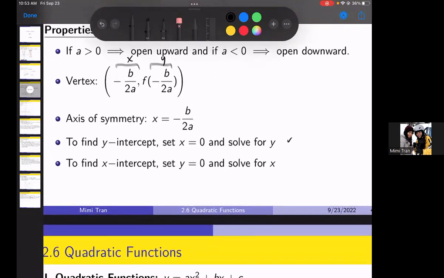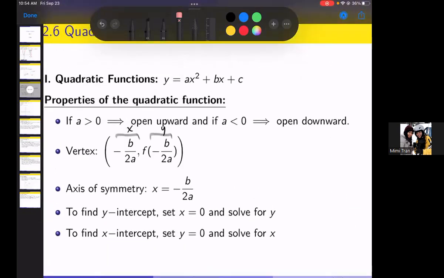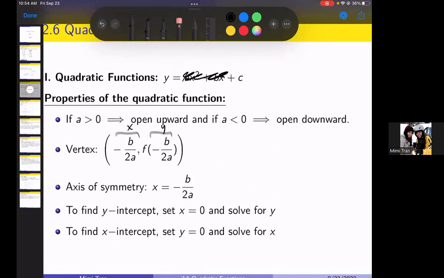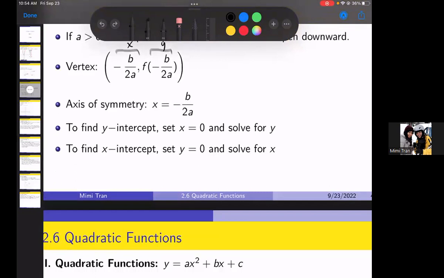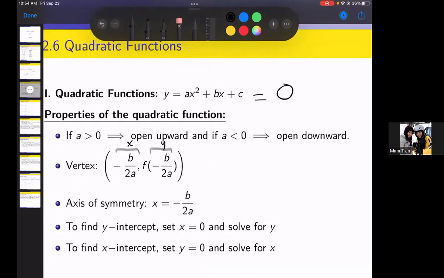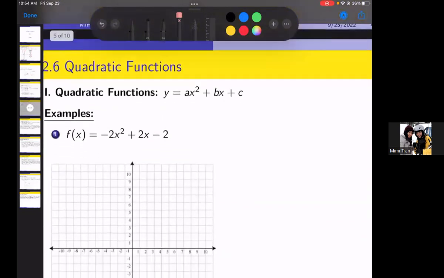Which one is easier, y-intercept or x-intercept? Which one would you rather do? Yeah, the y-intercept, right? It's x equals 0. All I had to do is, I know that's a constant, that's gone. So it's equal to c, right? I can do it in my head. But for the x-intercept, you set the whole thing equal to 0, and then you solve the quadratic equation.